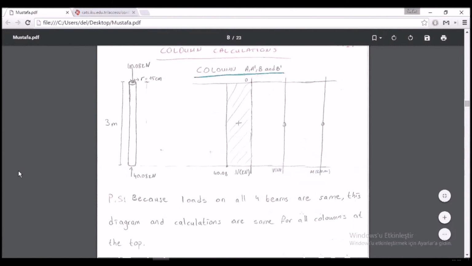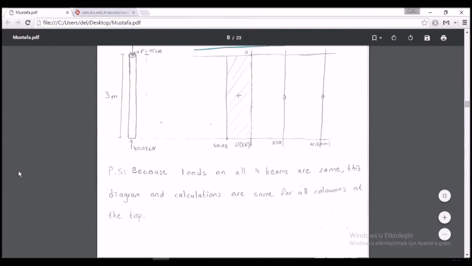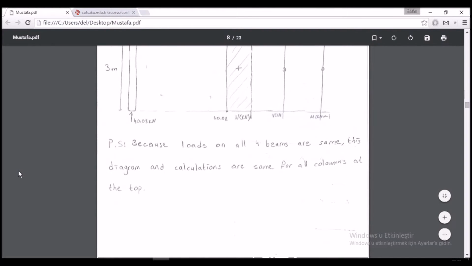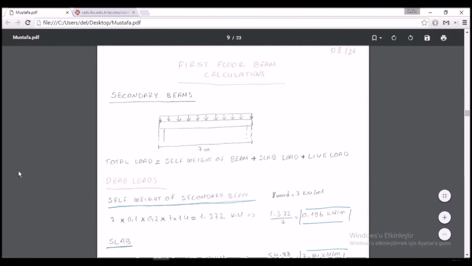As you can see, we draw our MMV diagram for our columns, and because loads on all four beams are same, this diagram and calculations are same for all columns at the top. At this page, we calculated loads on our secondary beams at first floor.